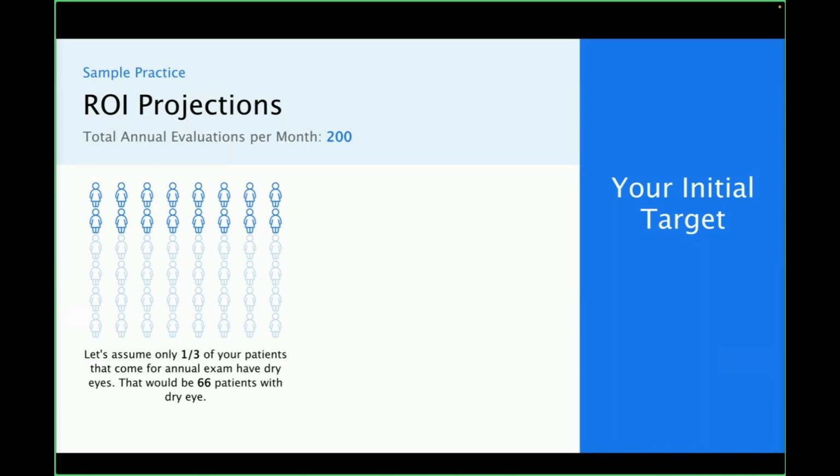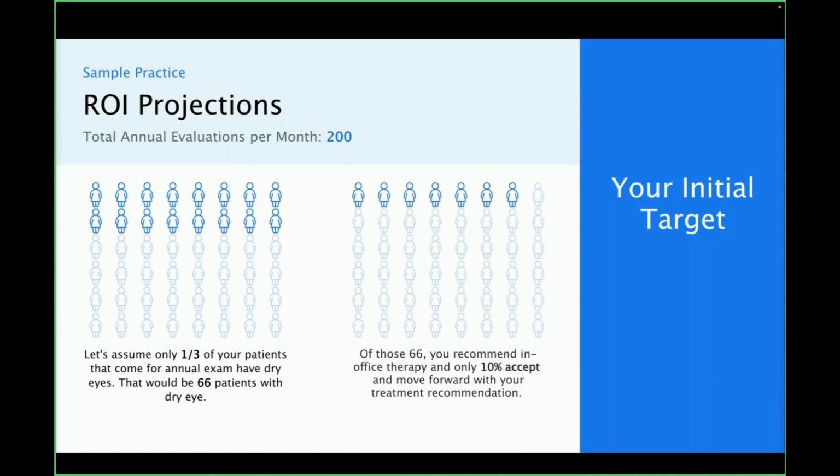Well, let's assume only a third of those patients, so that would be a little over 65 of those patients, actually have dry eye. That is grossly underestimated. We know it's probably more like 70, 80%, but let's say only a third of those patients have dry eye. You then present advanced treatment options and office therapy, which would be IPL, to those 66, and only 10% of them actually accept your treatment. They want to move forward with your treatment. Your target out of those 200 patients is 7.